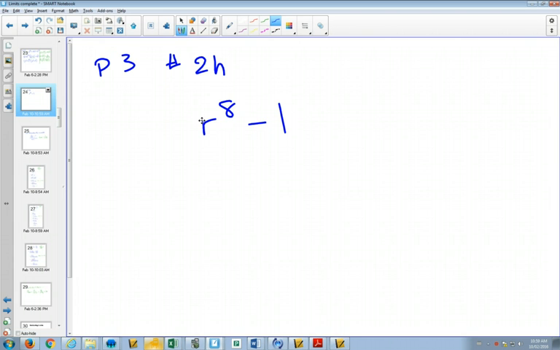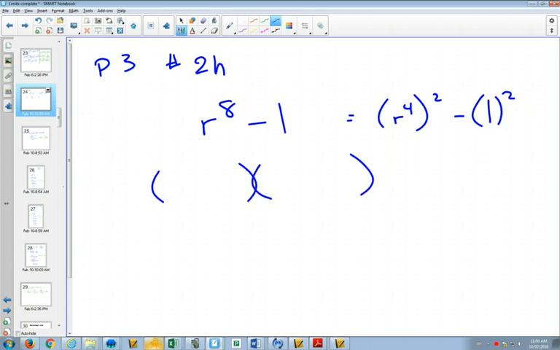Is there something that I could make something squared minus, and of course 1 is 1 squared. And maybe you can see that r to the 8 is the same as r to the 4 squared. So we can make this into a difference of squares. And a difference of squares, when we factor it, 1 will be plus, 1 will be minus. It's going to be 1 and 1. And then we would get r to the 4 plus 1 and r to the 4 minus 1. And then you feel good, I factored it, and move on to the next question.